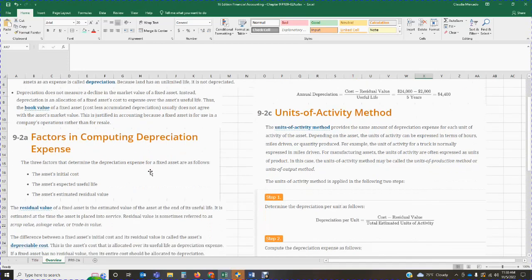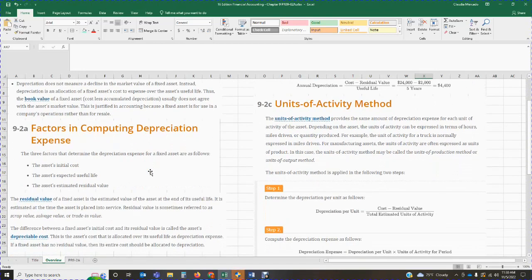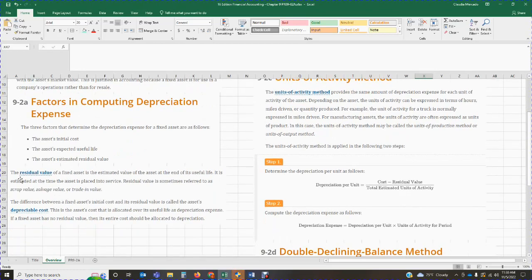There are several factors that we have to take into consideration when depreciating an asset. The 3 factors that we have to determine in the calculation of depreciation expense are the asset's initial cost, the asset's expected useful life, how long this asset is going to last us, and the asset's estimated residual value. So what is residual value?